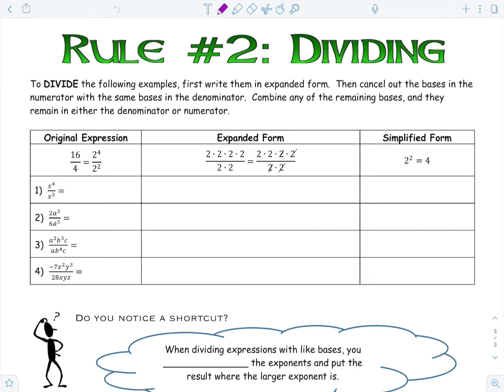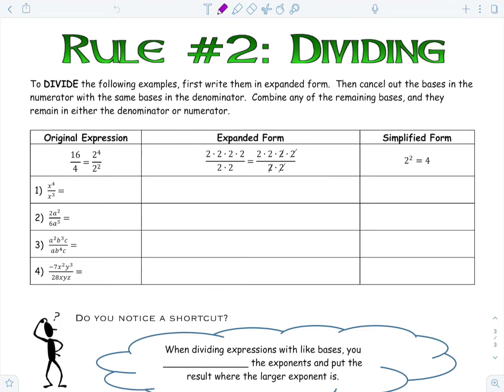To divide the following examples, first write them in expanded form. Then cancel out the bases in the numerator with the same bases in the denominator. Combine any of the remaining bases and they remain in either the denominator or the numerator. This is best explained through examples.